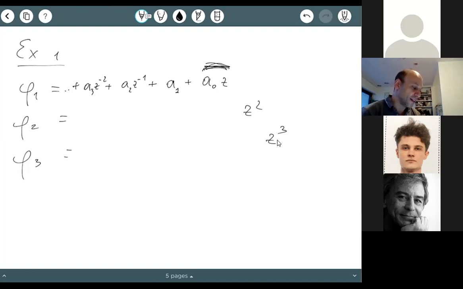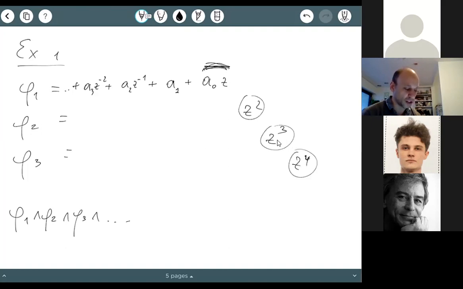Right, so then what are my choices? When I expand phi one wedge phi two wedge phi three, and so on, I have to choose one term in each phi. But in these phis there is only one term, so there are not many choices, there is only one choice. It's only for phi one that I have to choose one term. So let's make a choice like this, for instance. Let's choose this term.